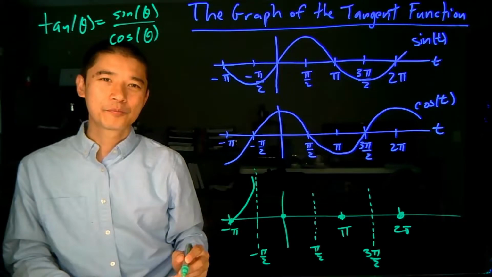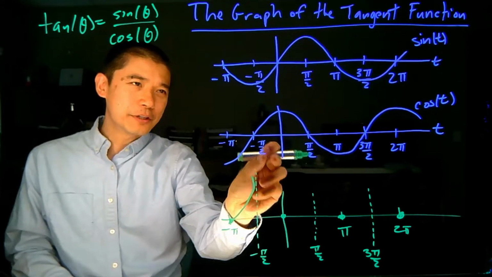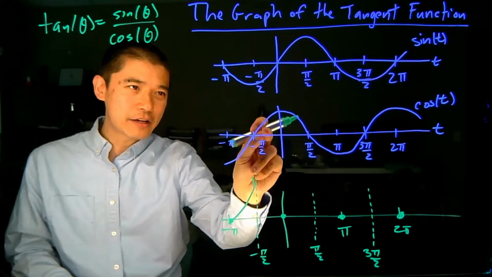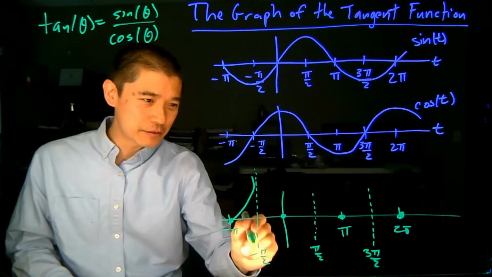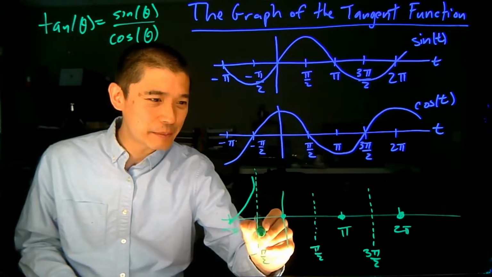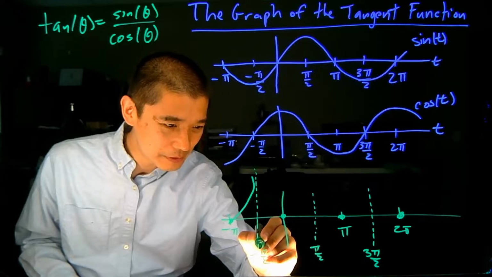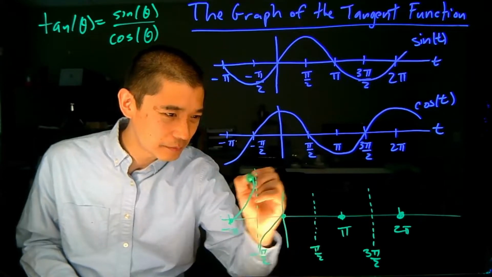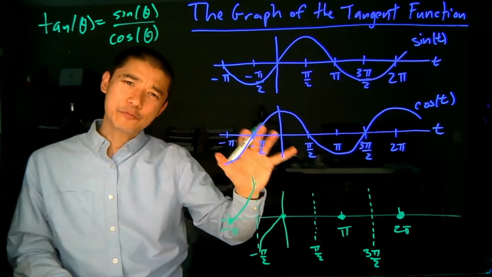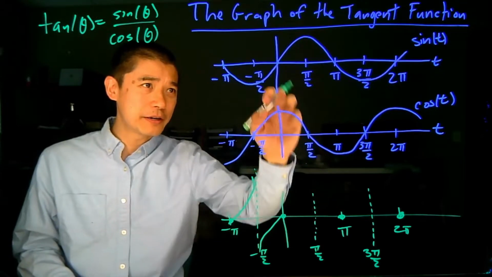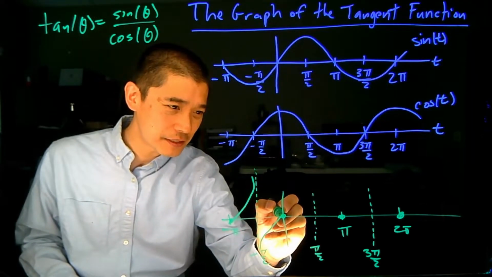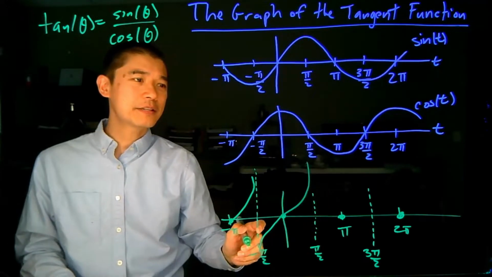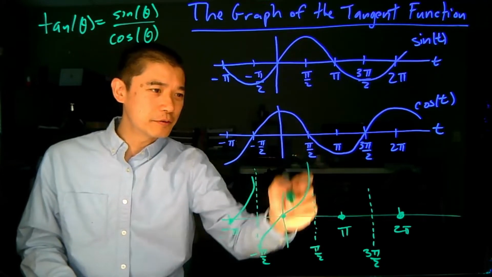In this interval here, negative divided by positive. Sine is negative, cosine is positive. Negative divided by positive is negative, so we'll be coming up from this side, approaching the 0. And we're just going to repeat this process going to the right. Positive over positive is positive. So it's going to come up like this. Positive over negative is negative.